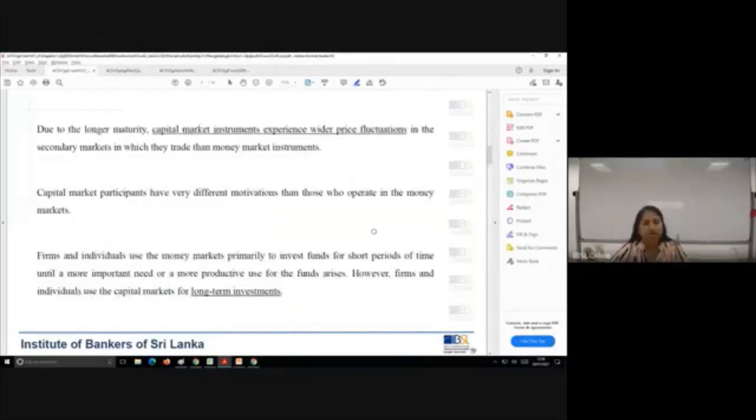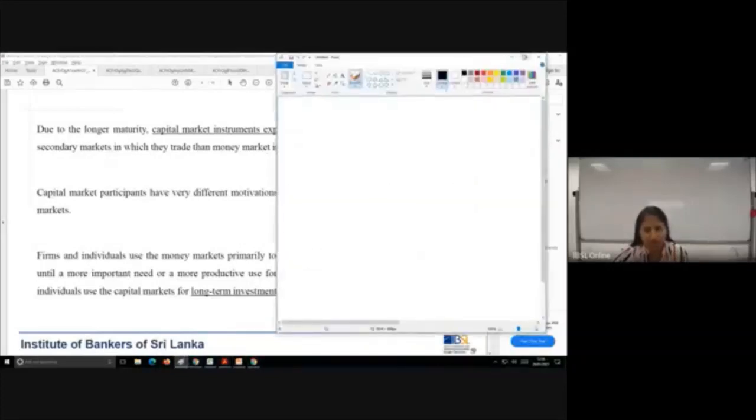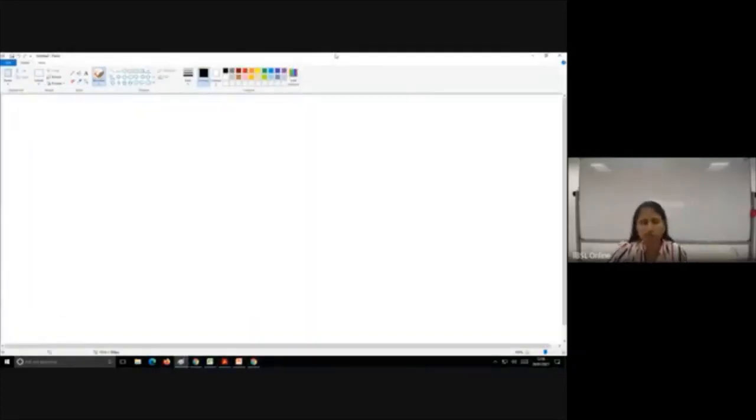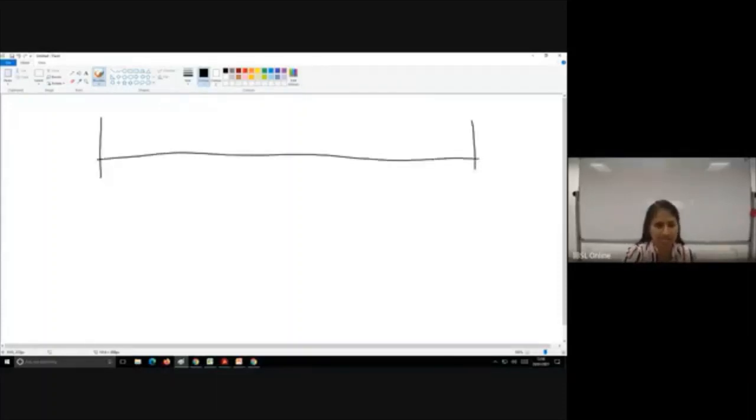Okay. Due to longer maturity, capital market instruments experience wider price fluctuations in the secondary market in which they trade than money market instruments. Now, what you need to understand here is, longer the tenor. Now, we know money market instruments are of shorter term. Okay. So, longer the tenor, which will have 1, 2, 3, 4, and 5.